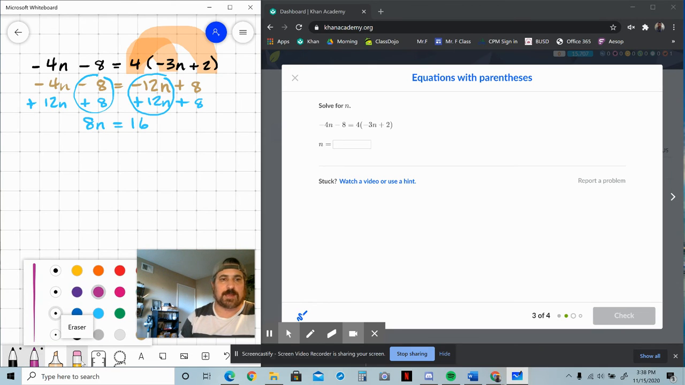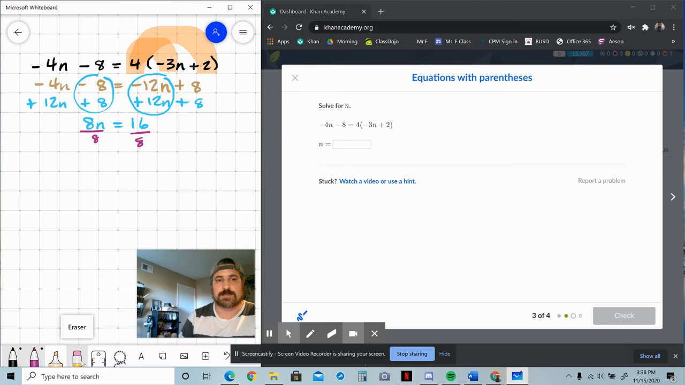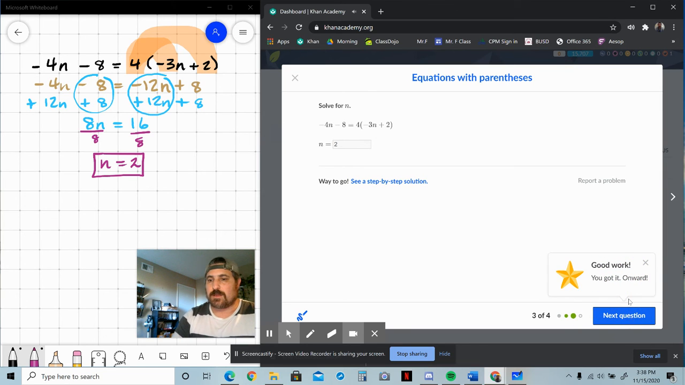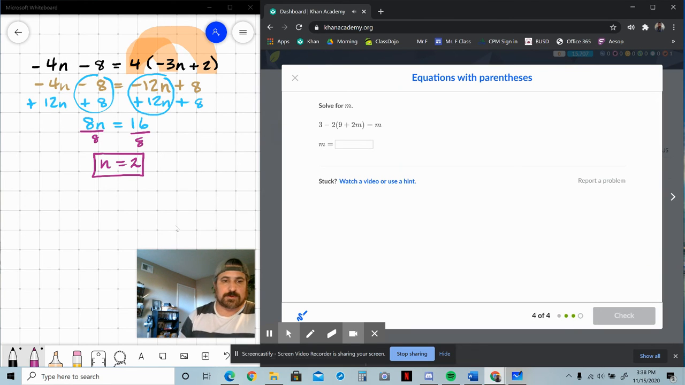I don't want the value of 8n's, I want the value of 1n. So I undo times by 8 by dividing by 8 both sides. And you get n is now equal to 16 divided by 8, which is 2. So the correct answer is n is equal to 2. You could plug it in and check, but I'm just going to do this for the sake of time. Okay, next up.